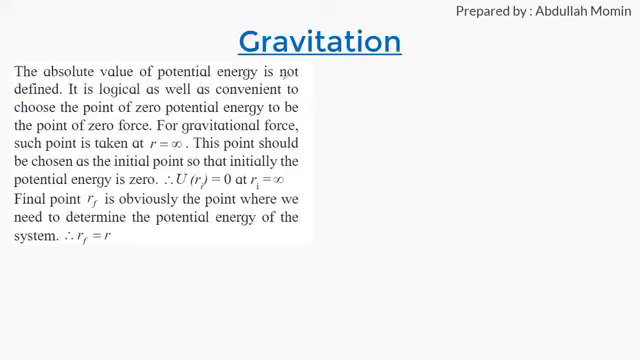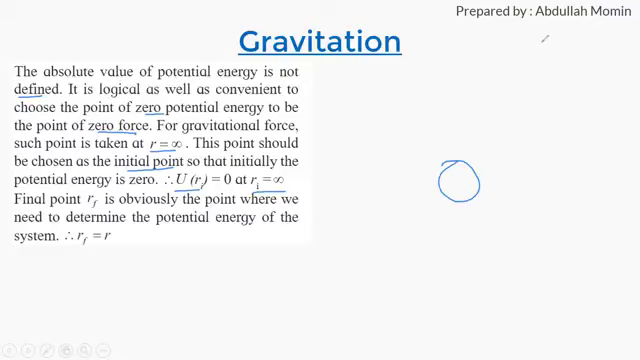The absolute value of potential energy is not defined. It is logical as well as convenient to choose the point of zero potential to be the point of zero force. If there is zero force, then the potential is zero. So for gravitational force, this point should be chosen as the initial point. We choose the initial point as infinity, so that initially the potential energy is zero. The final position is the point where we need to determine the potential.